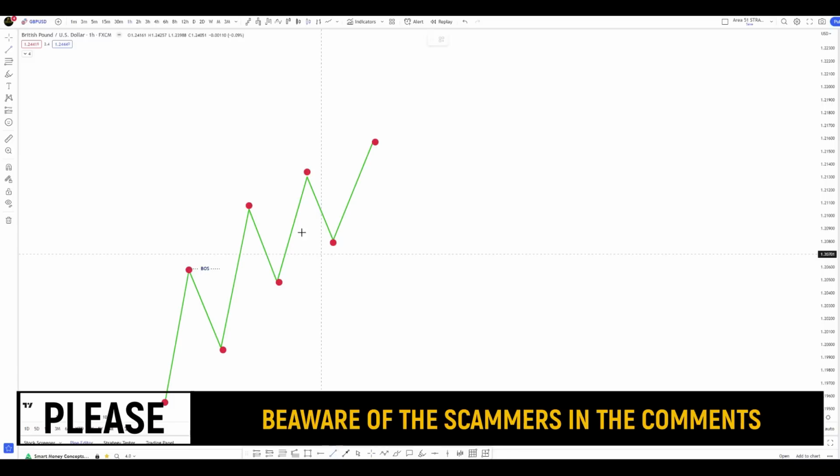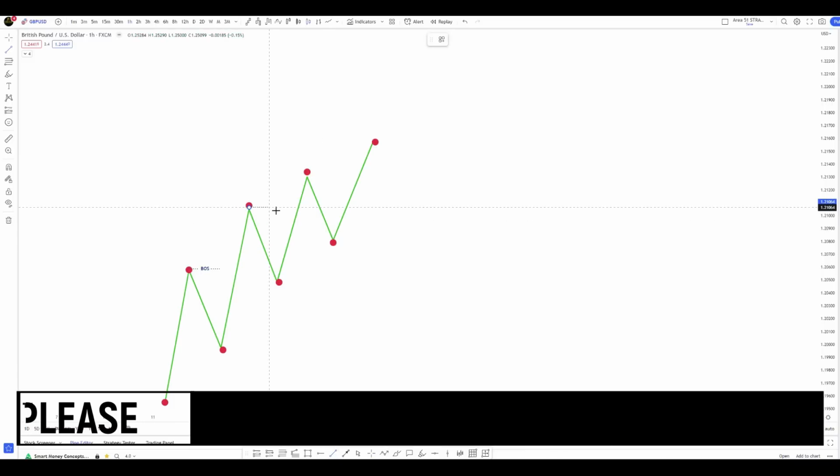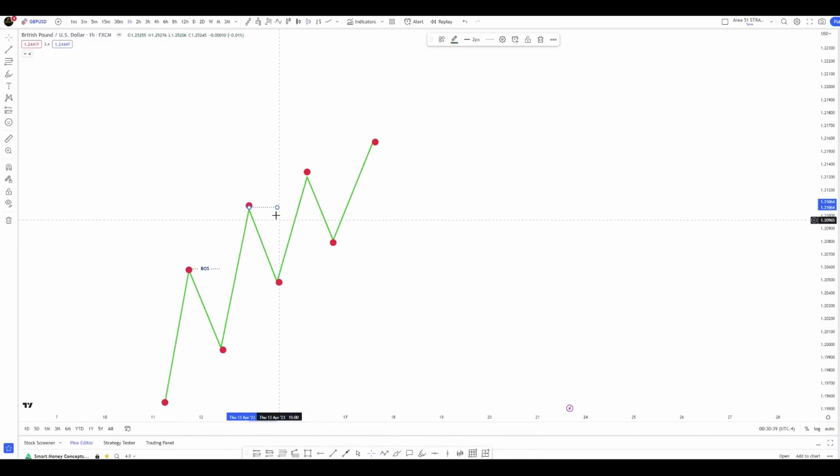So now we have another higher high here. We have another higher low, created a higher high, breaking the previous structure highs. Okay, so now we have another break of structure. So anytime the price breaks the previous highs and creates a higher high, okay, we mark it as a break of structure. Again, here we have another break of structure. All right.